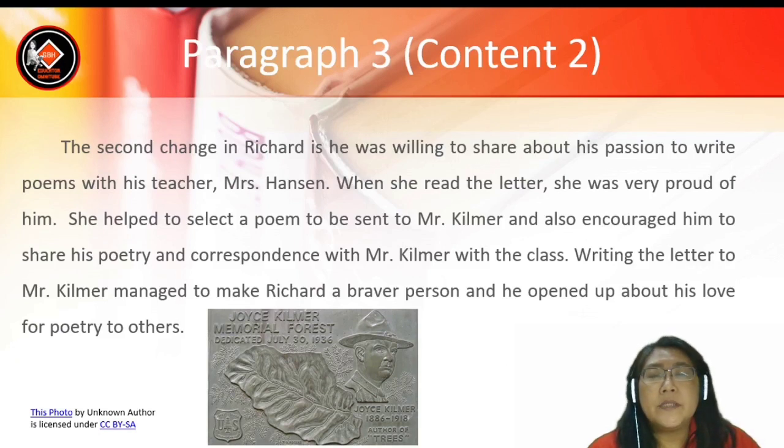Now we are writing paragraph 3 and using content 2. Content 2 is for the second change. So this is the sample answer. The second change in Richard is he was willing to share about his passion to write poems with his teacher, Mrs. Hanson. When she read the letter, she was very proud of him. She helped to select a poem to be sent to Mr. Kilmer and also encouraged him to share his poetry and correspondence with Mr. Kilmer with the class. Writing the letter to Mr. Kilmer managed to make Richard a braver person, and he opened up about his love for poetry to others.